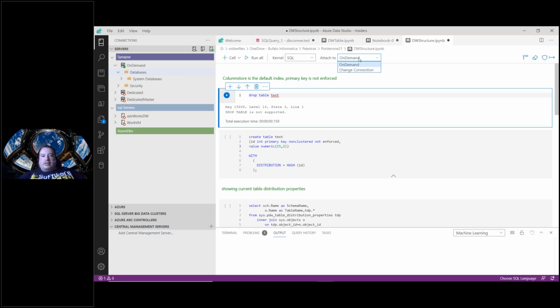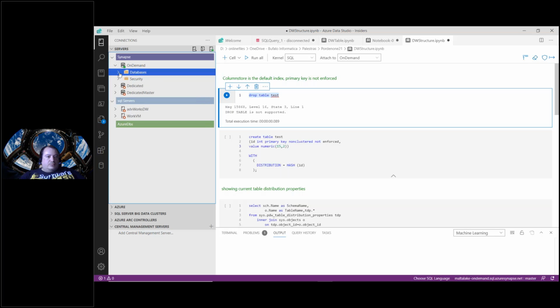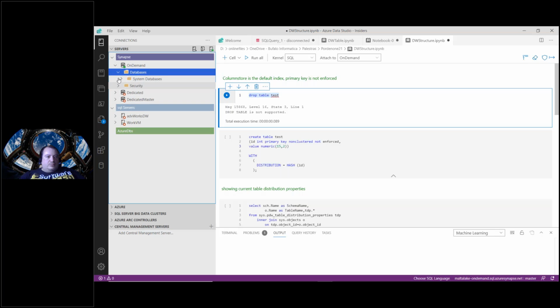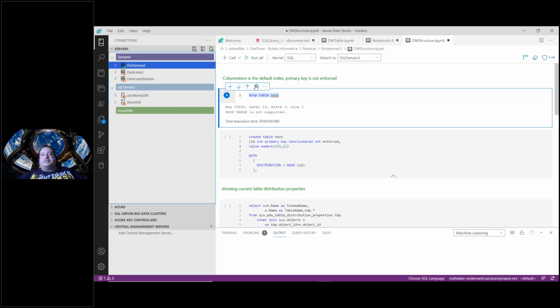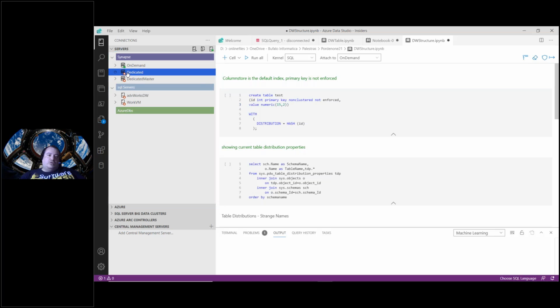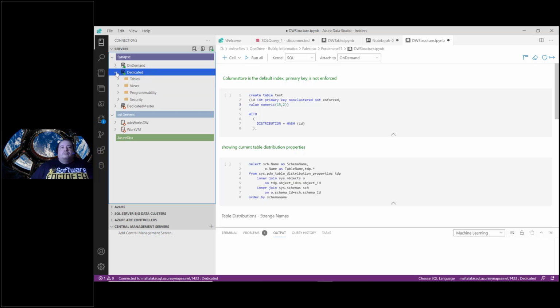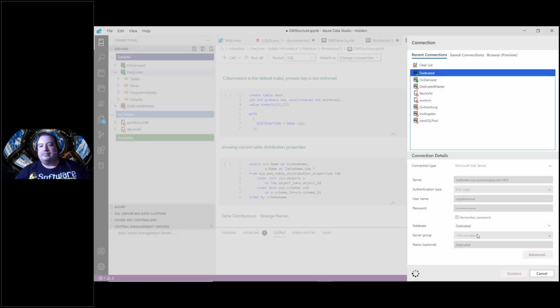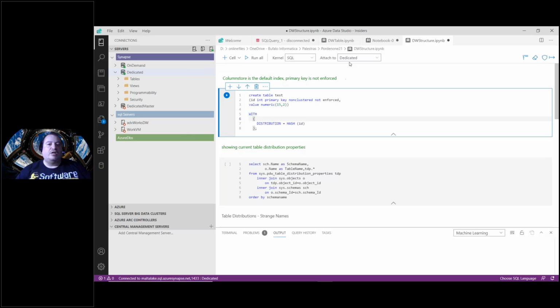Am I connected to the correct environment? Yes. Sorry. I was distracted and testing if you were observing the session. I need to connect to the dedicated pool, of course, not to the on-demand.